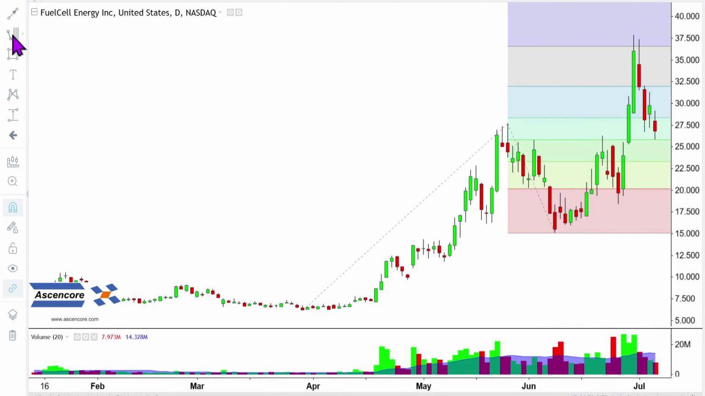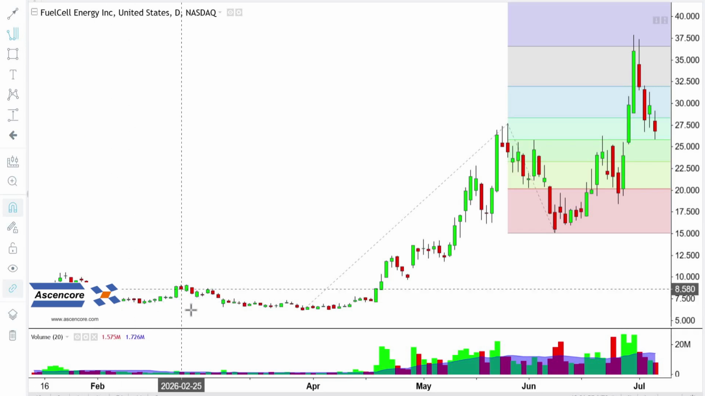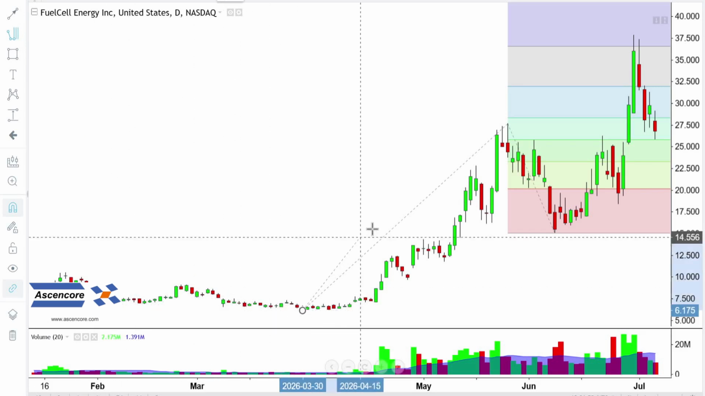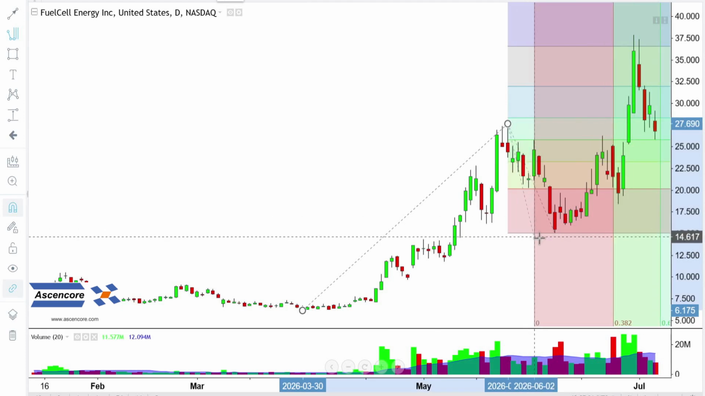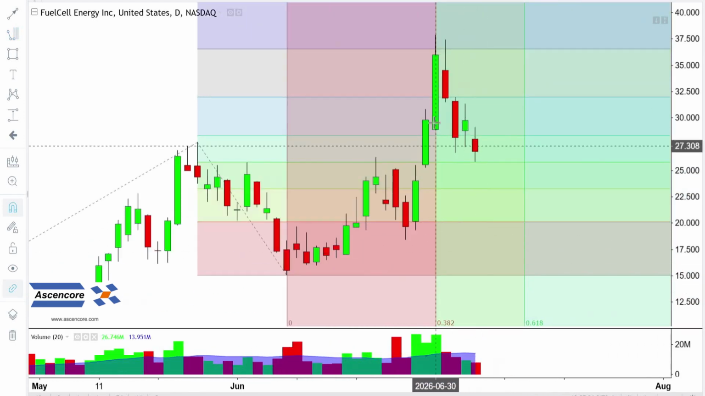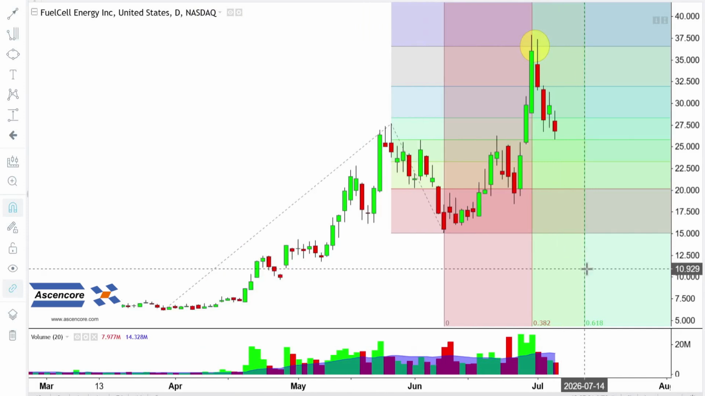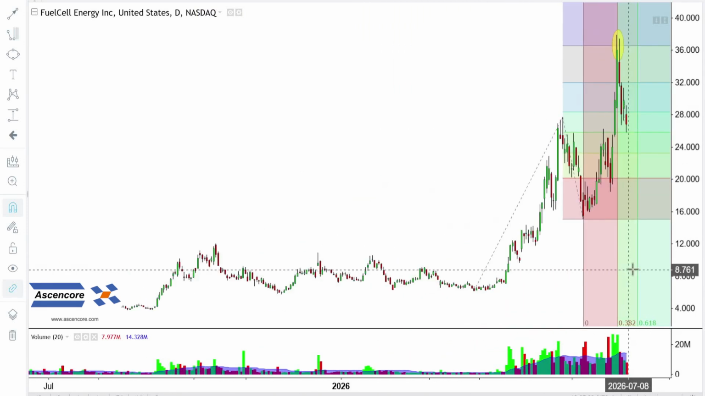It's also possible to combine the trend-based Fibonacci extension with the trend-based Fibonacci time tool, which will often be based on the exact same points. In this case, it produces very good results, having that important intersection up at the most recent peak. For more on the trend-based Fibonacci time tool, check out the link in the description or pinned comment.